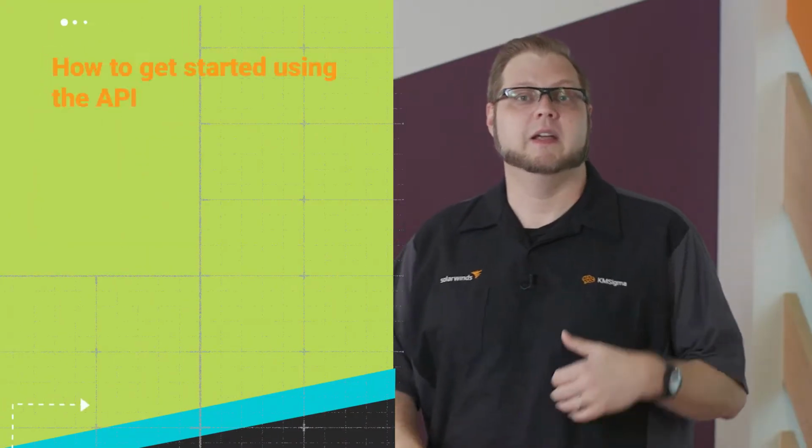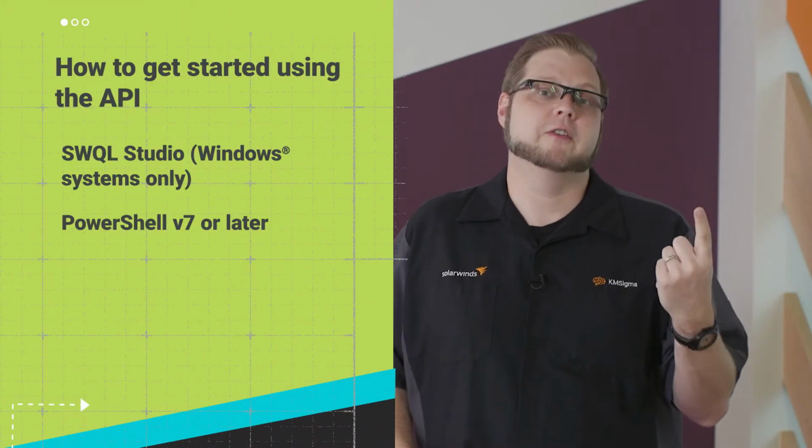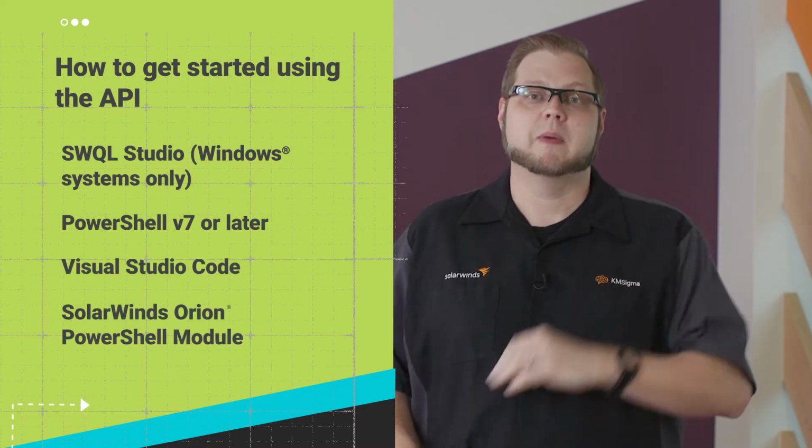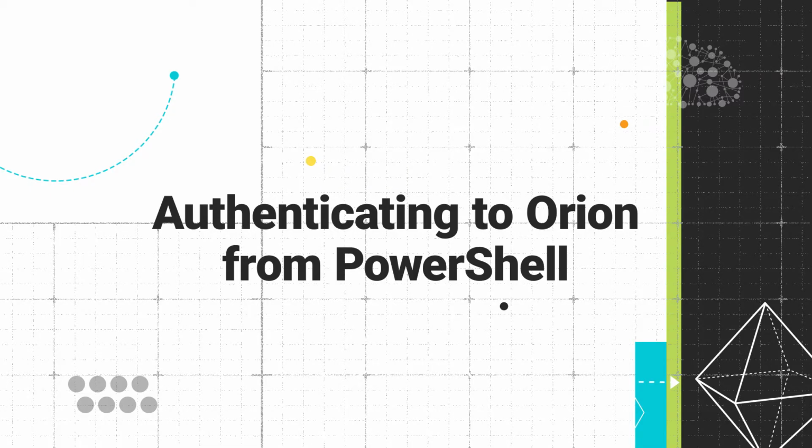The software I'm going to be using today is actually 4 pieces. It's going to be the SWCL Studio, PowerShell version 7 or later, Visual Studio Code, and the SolarWinds Orion PowerShell module. They're really easy to set up, and we will include documents on how to do that. So we're actually going to skip that part right now and dive right in.